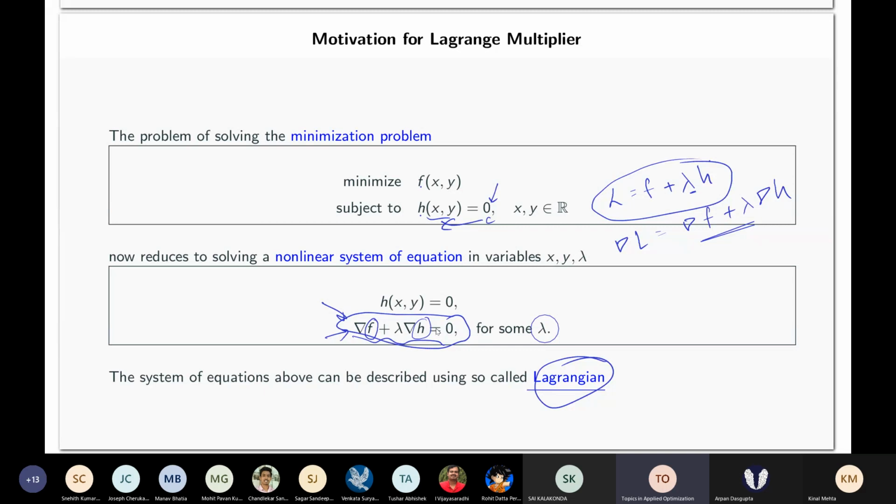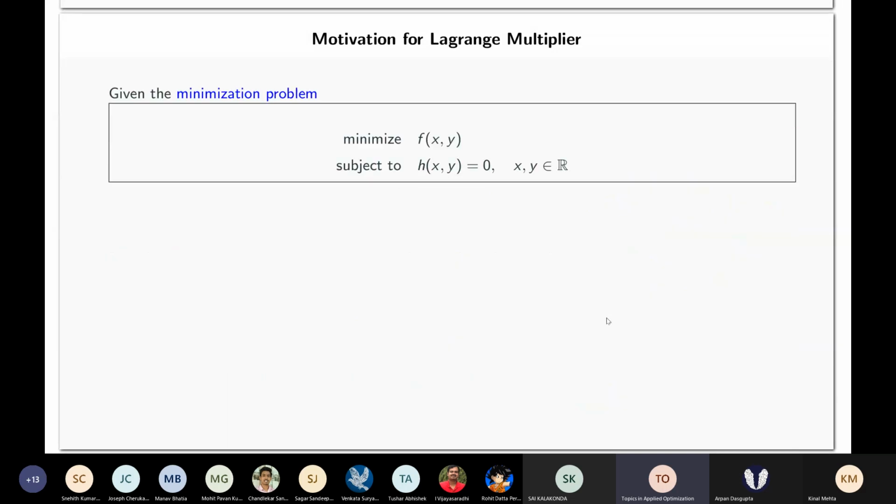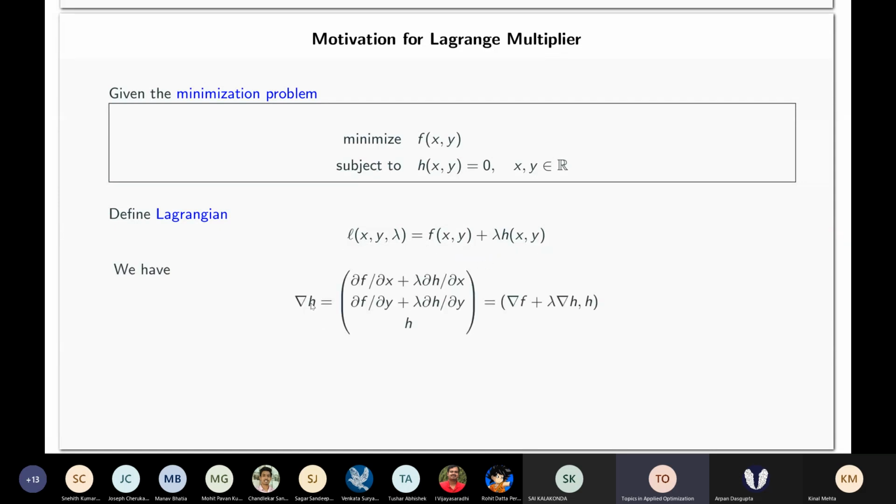So a proper way to do this is to first define a Lagrangian, which is the sum of the objective and the equality constraint function times lambda, and then set grad L equal to 0, and that gives us this additional condition. So that's what we did. We defined a function L, which is called the Lagrangian, and then we added the constraint. So this was a grad L, and additionally I have put h here.